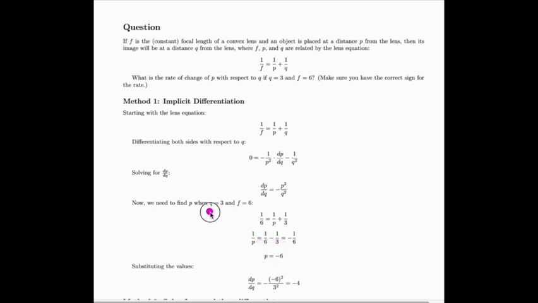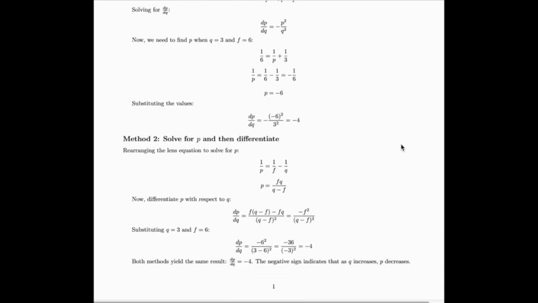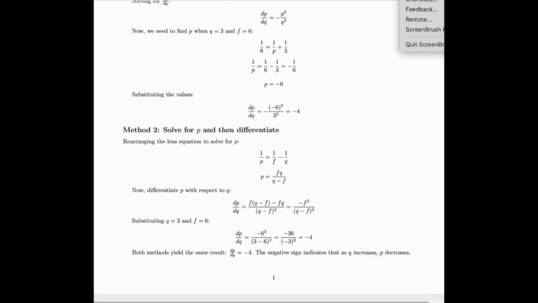So now we have the value of q, we have the value of p, and when we plug both of those in, we get negative 6 quantity squared over 3 squared, which gives me negative 4. So the derivative of p with respect to q would be negative 4.